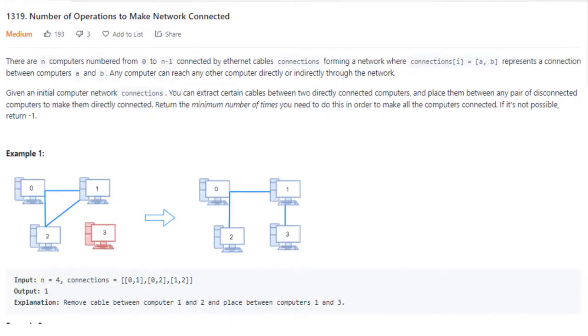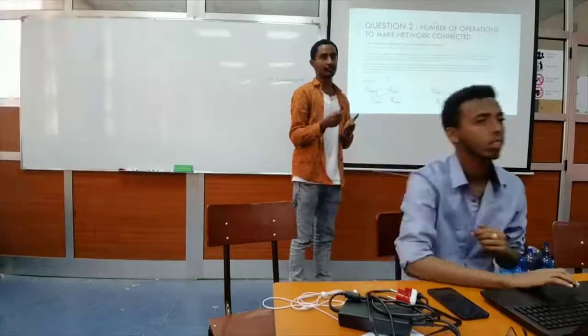Actually, the title is longer than the description. It says number of operations to make network connected. You are given n computers. Use another marker, the black one. You are given n computers, and you are also given their connections.